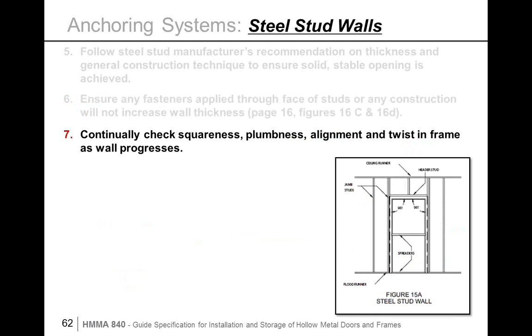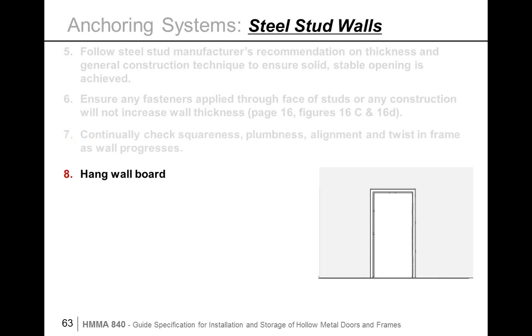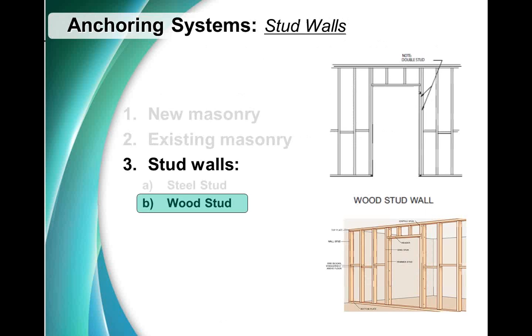Now, as the frame is being installed, the contractor has to continually check the squareness, plumbness, and alignment of the frame and jambs. After all that is done, after all anchors are secured, the wallboard is hung and the opening is then finished. That is the steel stud process mainly.